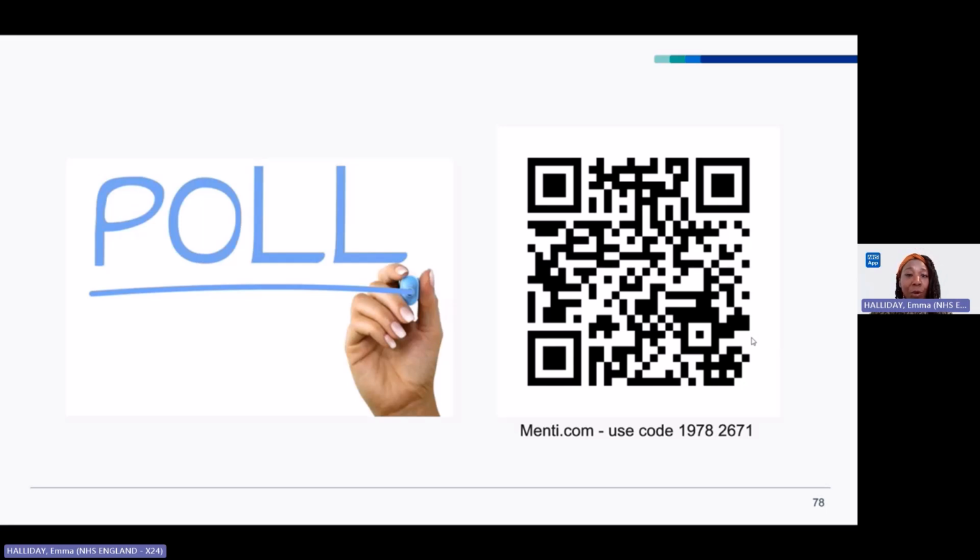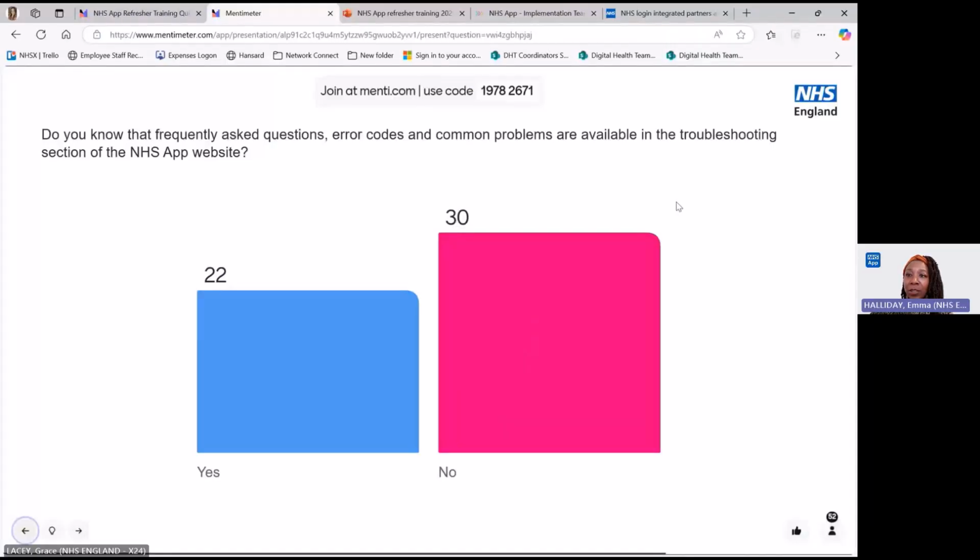So before we go on to the Q&A section, we've got our last poll. Thank you for sticking with us, and we've already got that poll online now. This question was, did you know that frequently asked questions, error codes and common problems are available in the troubleshooting section of the NHS App website? Quite a lot of you did, which is really fantastic, but the majority of you didn't, so you're aware now. As James taught you through that, if there are any common problems, you can just direct your patients to that as well.